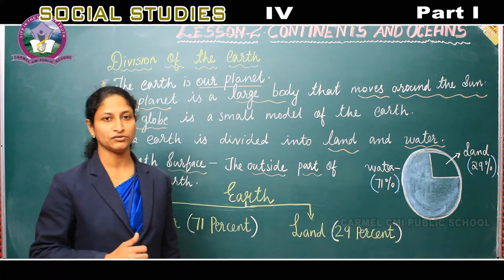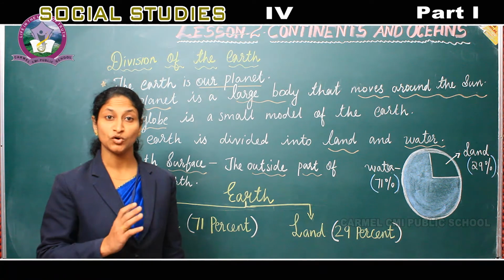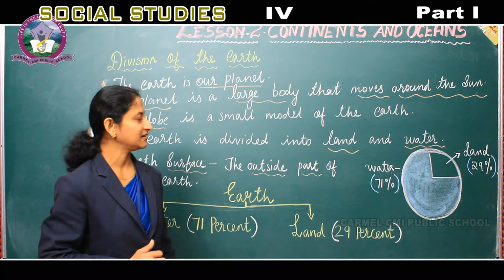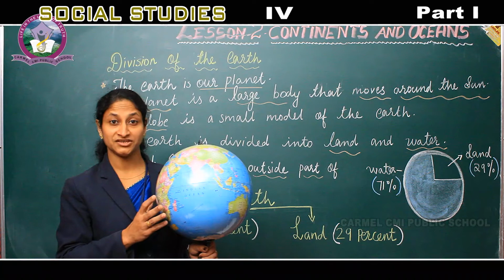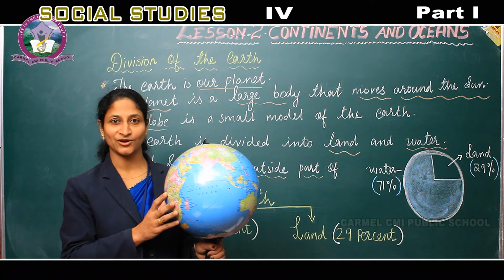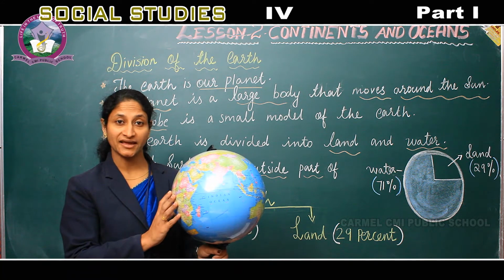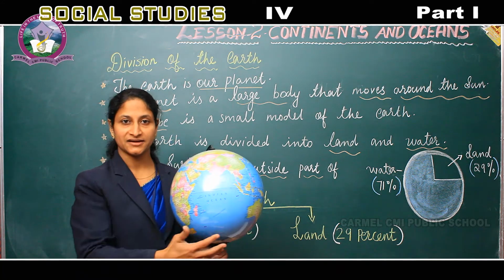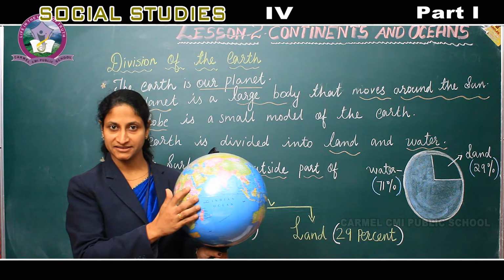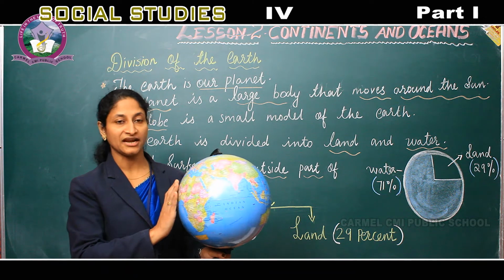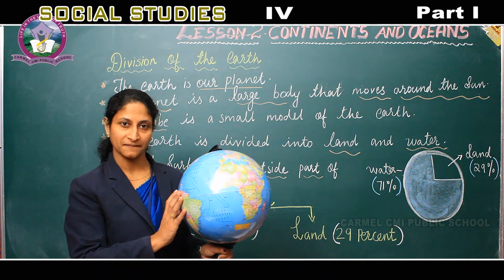Already we have studied about the globe. What is a globe? A globe is a small model of the Earth. Children, see, this is a globe. It helps us to study about the Earth's surface. Earth's surface means the outside part of the Earth. See, this is the outside part of the Earth.